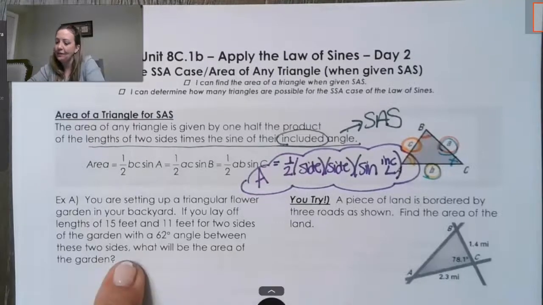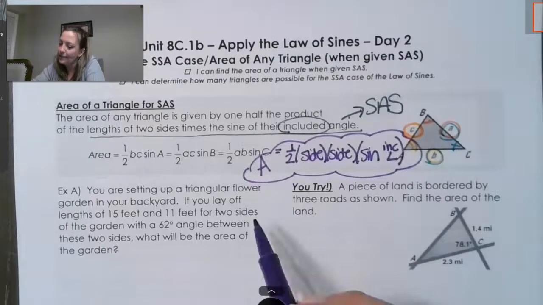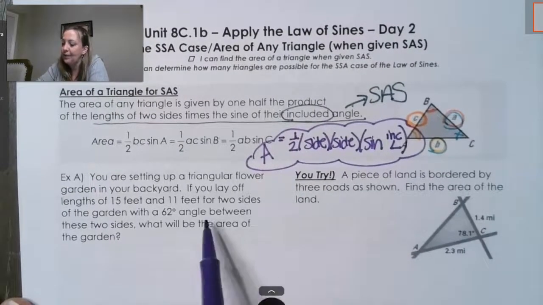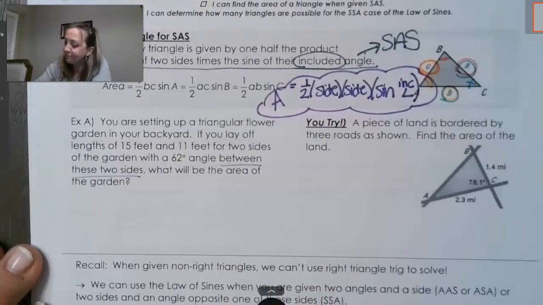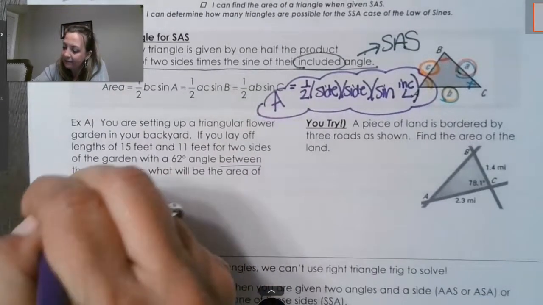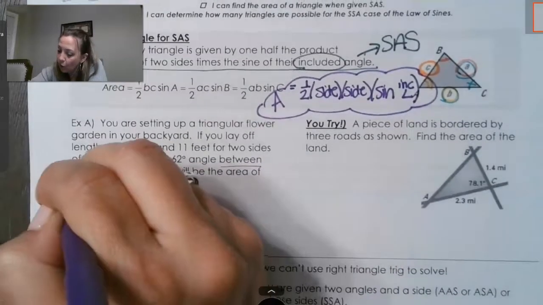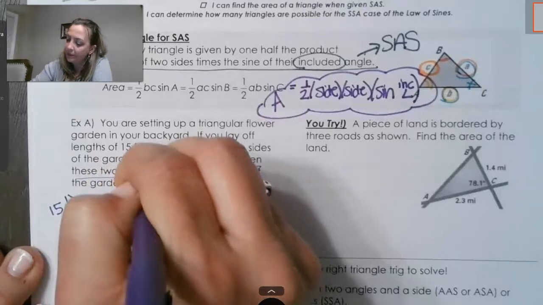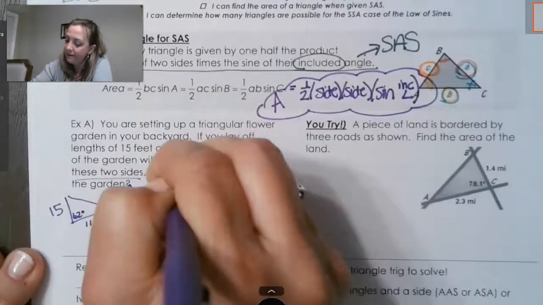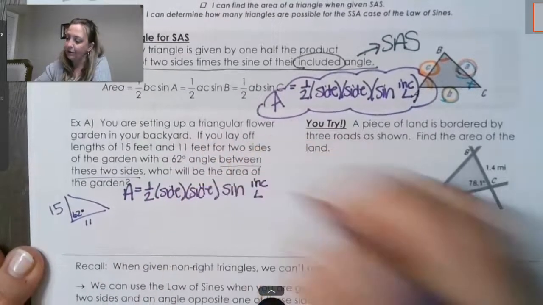All right, so example A, you're setting up a triangular flower garden in your backyard. Fun. If you lay off lengths of 15 feet and 11 feet for two sides of the garden with a 62-degree angle between those sides, convenient, what will the area of the garden be? So we've got a side of 15, a side of 11, and a 62-degree angle between. So this is enough information for us to use this area formula, that our area is going to be 1/2 times the side times the other side times the sine of the included angle.